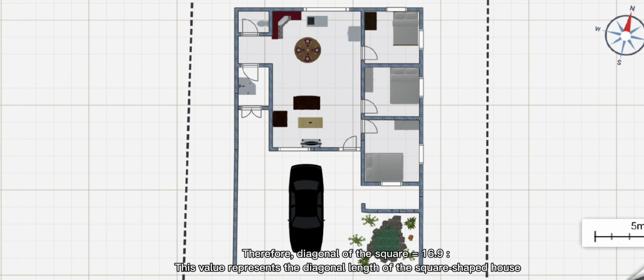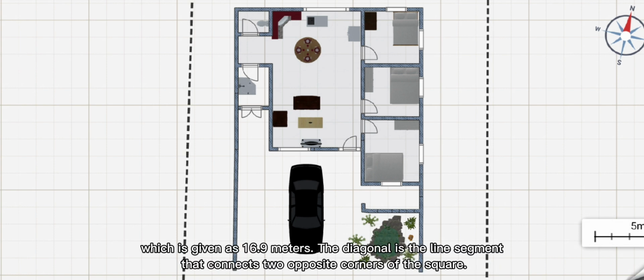Therefore, the diagonal of the square is 16.9. This value represents the diagonal length of the square-shaped house, which is given as 16.9 meters. The diagonal is the line segment that connects two opposite corners of the square.